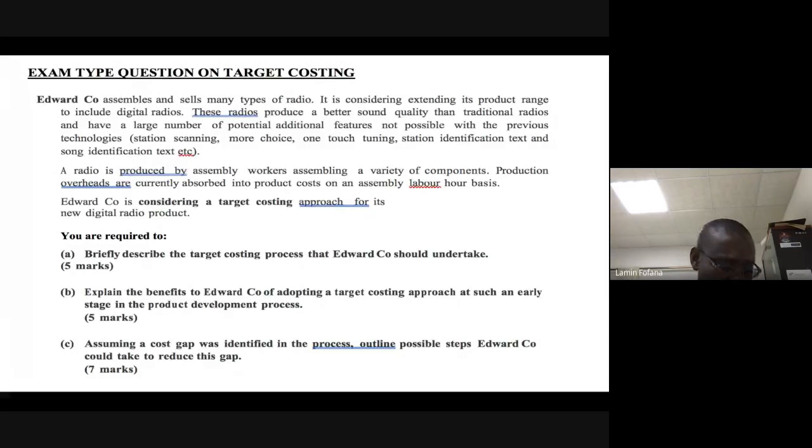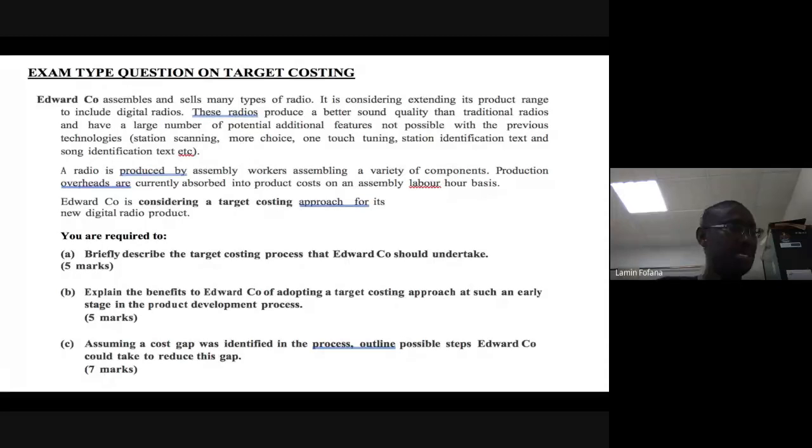Okay, so is there any question? Then we can quickly do this exam type question. Any questions, please? Then you refer to, I think it's in the last part of your material, which is an exam type question. Any questions, please, before we move to that?